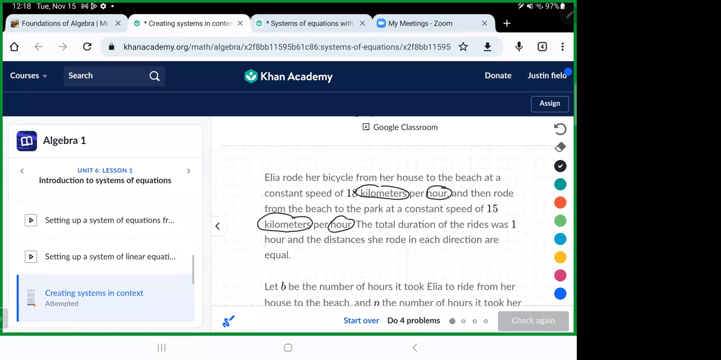Okay. And then we have hours, distances. So our quantities are time and distance, right? And our units are kilometers and hours. And those units are going to help us know what the variables represent. And they're also going to help us set up our equations.